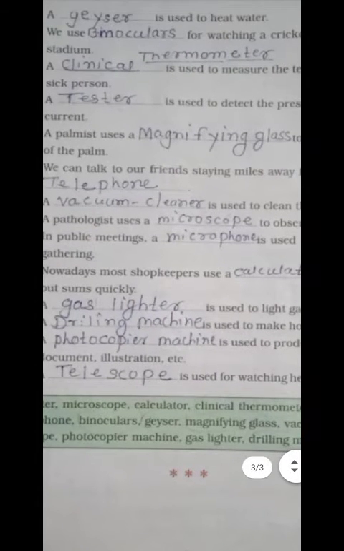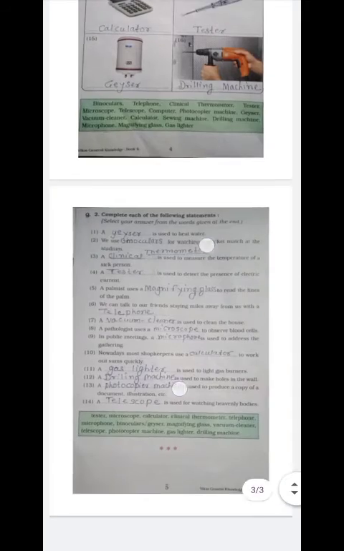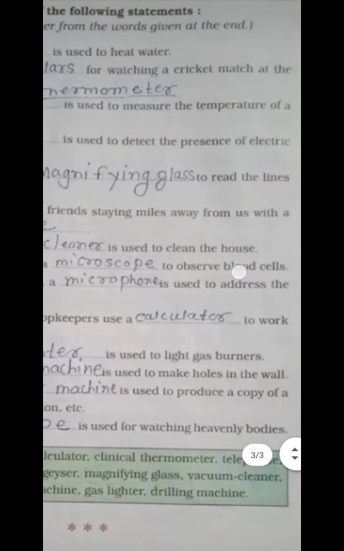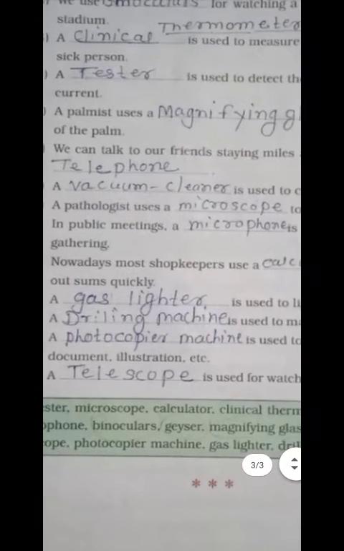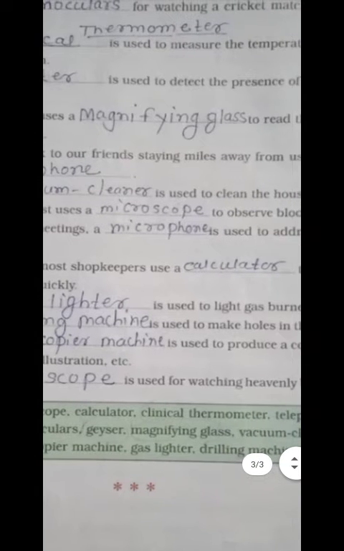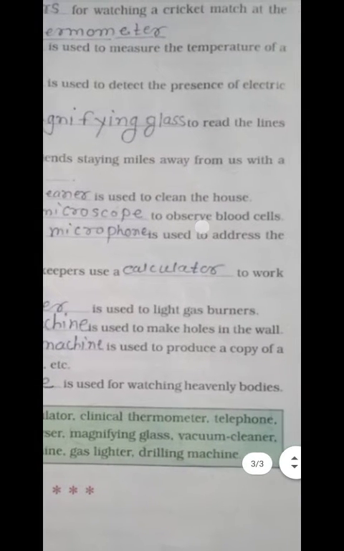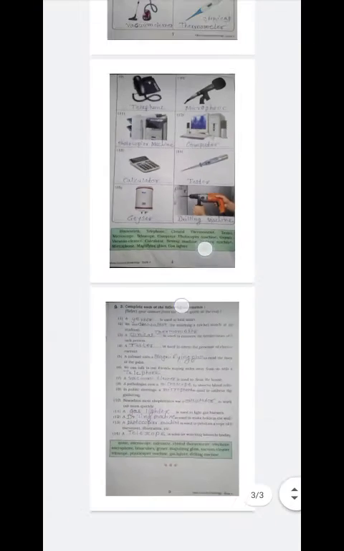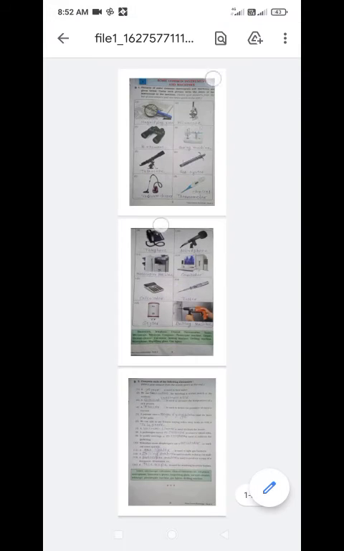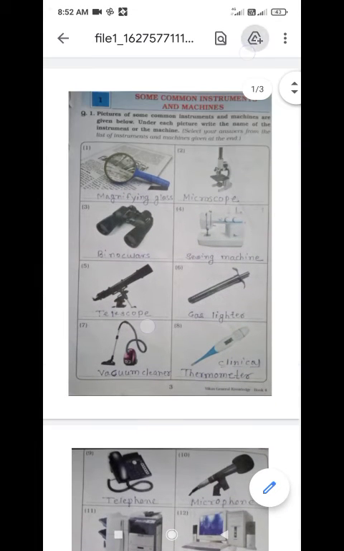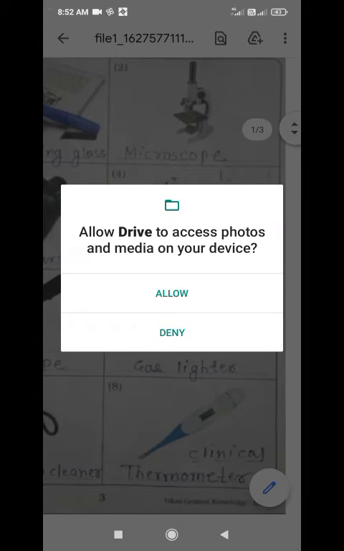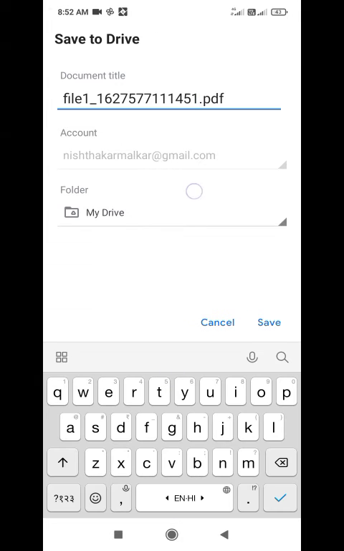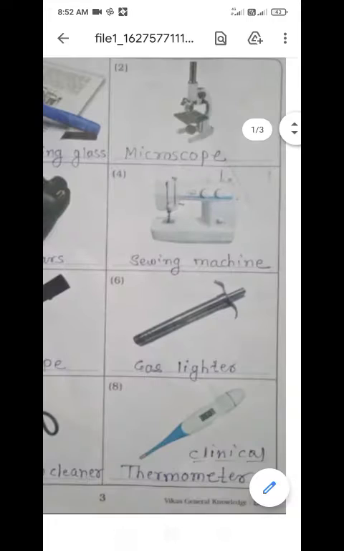A pathologist uses a microscope to observe blood cells. A pathologist uses a microscope to observe blood cells. This is a microscope. Now next.